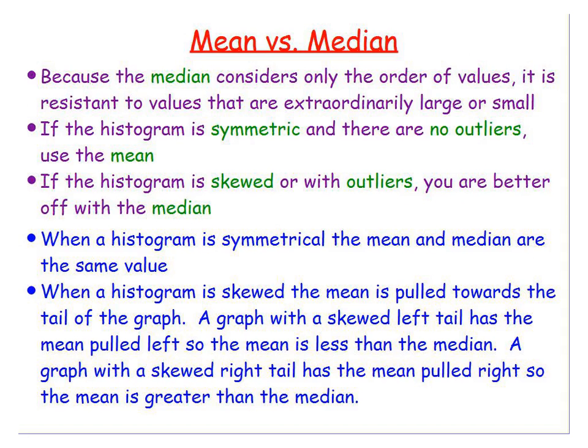Because the median considers only the order of the values, it's resistant to values that are extraordinarily large or small. So, if your histogram is symmetric and there are no outliers, we consider the mean to be a better choice to use. However, if the histogram is skewed or you know there are obvious outliers, your better choice is the median.